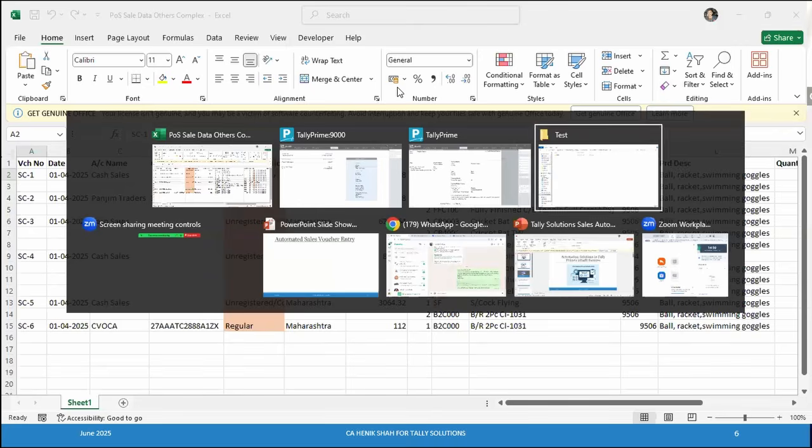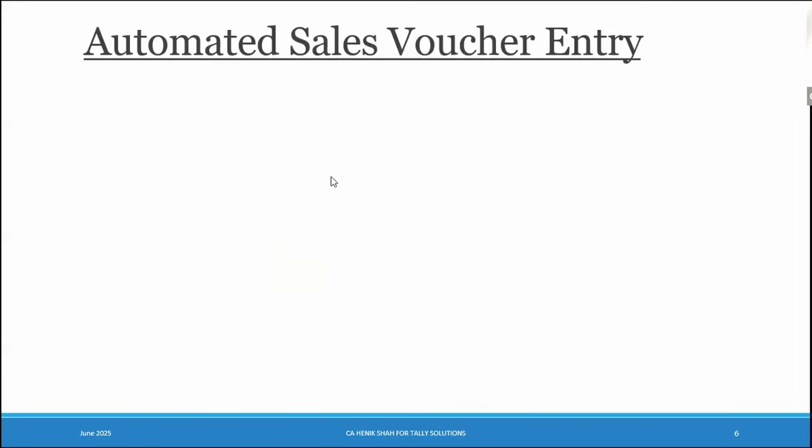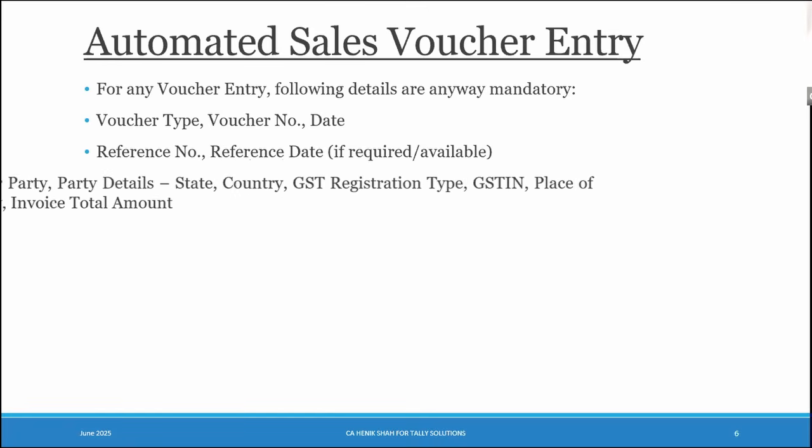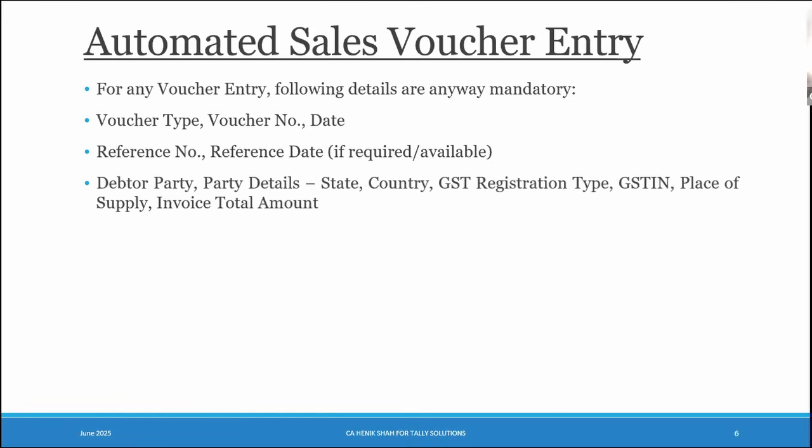Fine. So let's get back to the PPT. I'll just explain some parts. Again, some parts that are obvious, but you need to understand. Obviously, whenever you are entering any transaction into Tally, these three things are basic. Voucher type, in our case, it is sales. Voucher number, that is the invoice number, and date. Reference number, reference date, in case it is applicable. Debtor party, to whom you have sold, your sundry debtor, the state, the country, the GST registration type, the supply, and a couple of other details as well.